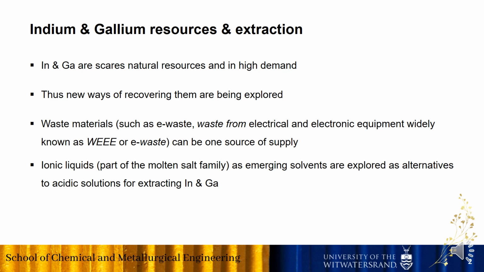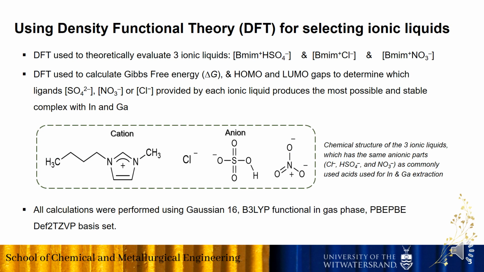Traditionally, acidic solutions like sulfuric acid, hydrochloric acid, and nitric acid have been used to extract metal. But more recently, there is a new solvent known as ionic liquid, which is from the molten salt family, as an emerging solvent that can be an alternative to extract these metals. So I use density functional theory to select the ionic liquid.